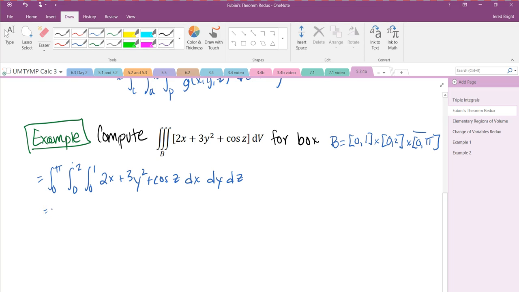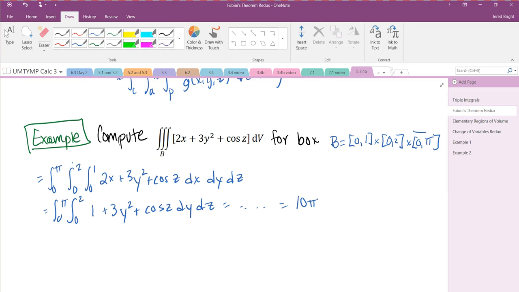Okay, so then I go ahead and do the first one. This is going to be x squared, and then evaluate that at 0 and 1. So I just end up with 1 plus 3y squared plus cosine z, and then dy dz. And then you've been doing this for a while, so you can do this. What you end up getting is 10 pi.